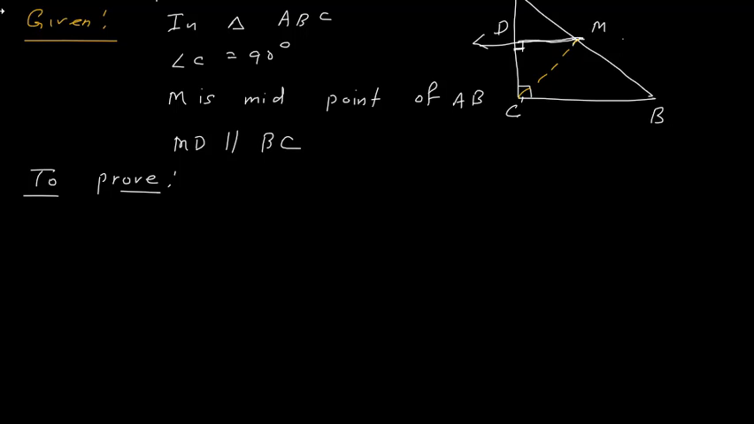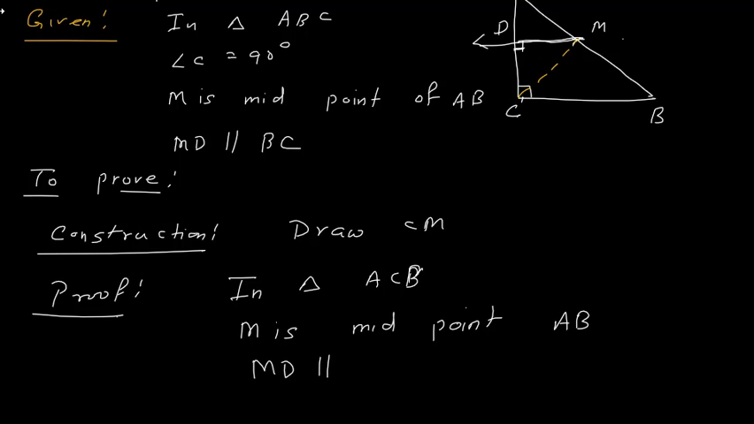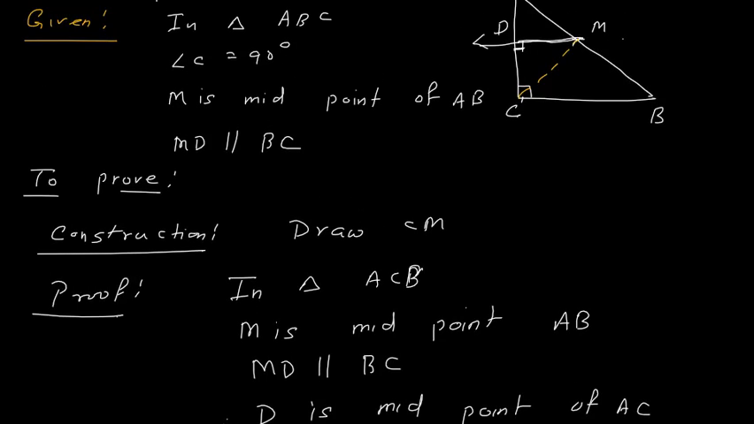So before proof, we have done a little construction. So here I will write construction. In construction, we draw CM. Now we will write proof. So first we have to prove D is the midpoint. So I will say that in triangle ACB, M is the midpoint of AB and MD is parallel to BC. Therefore D is the midpoint of AC. So D is the midpoint of AC.